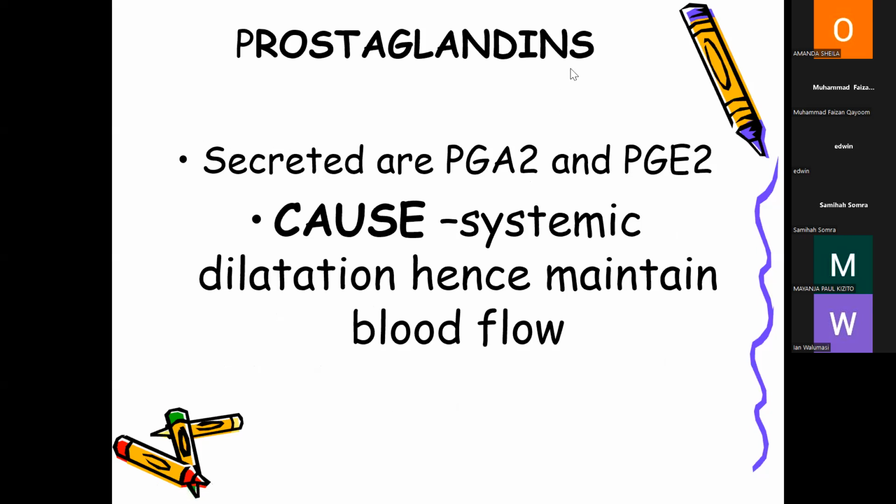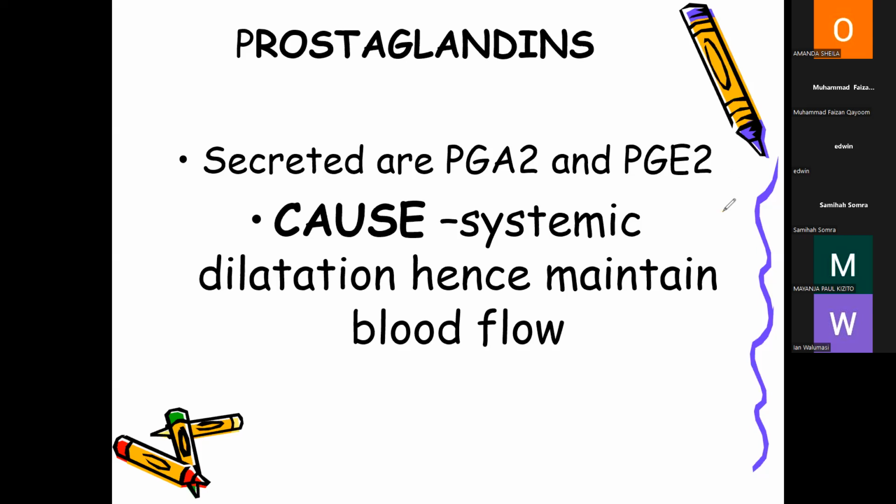Now, of course, there are others. These are small print. Prostaglandins, these are now small prints. You'll also look at them. Some people don't even consider they are hormones, but PGA2, prostaglandin A2, and prostaglandin E2 are very important. They are secreted by the kidneys also. They cause systemic dilatation and hence maintain blood pressure flow. So if you have kidney failure, you'll find that these two are not produced, and therefore maintaining blood pressure may be a problem.